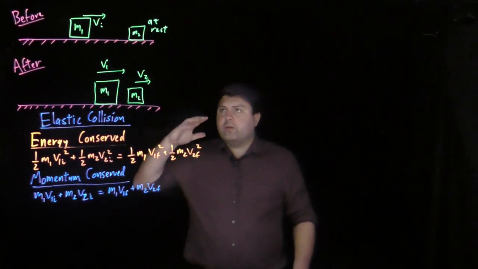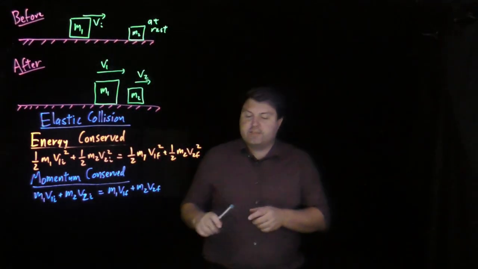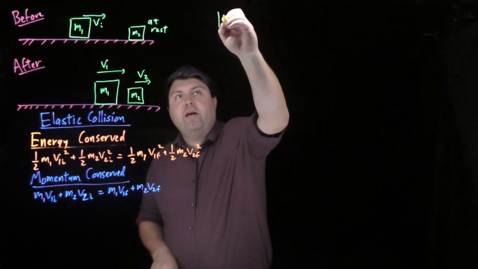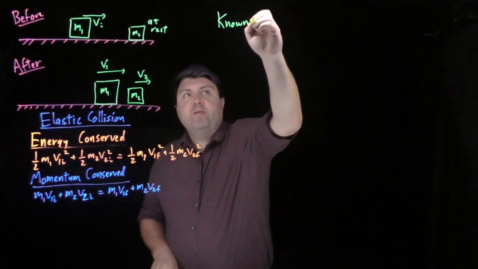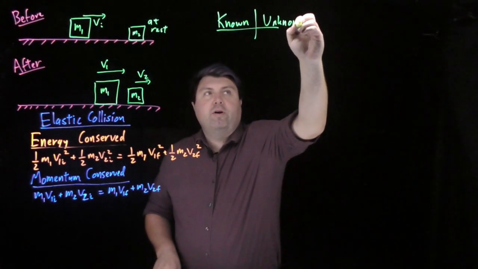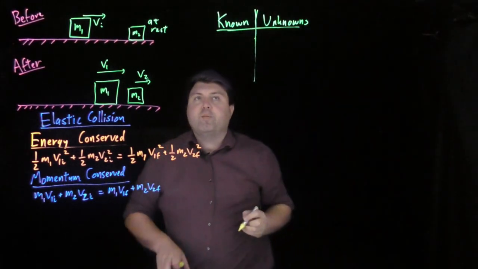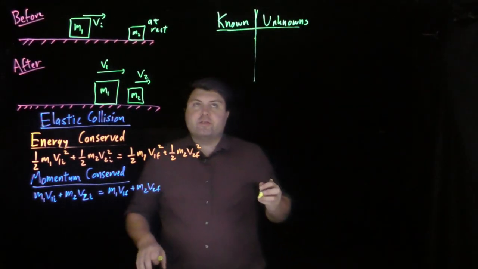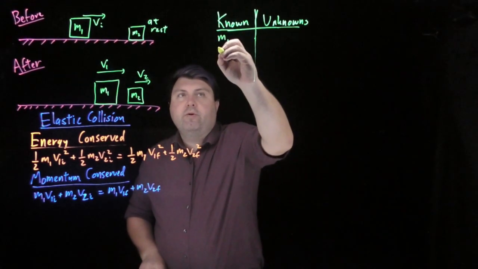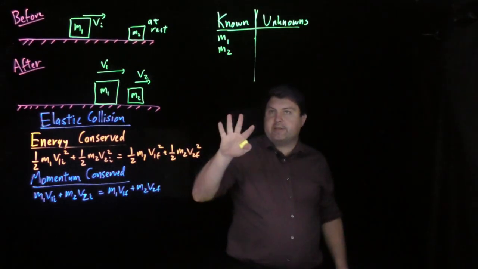So we want to look specifically at the case where m2 is at rest because that makes things a little bit nicer, a little bit easier for ourselves. So we can construct a table of knowns and unknowns, because what we want is a general set of equations. The first thing is that we know m1, we know m2. We're just going to call them m1 and m2.